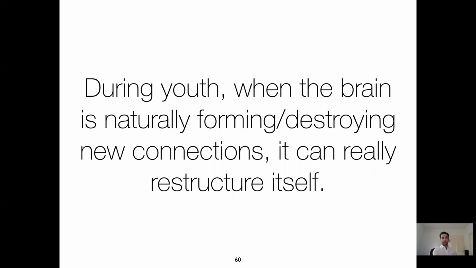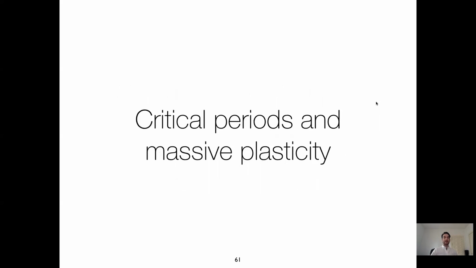So during youth, when the brain is naturally forming and destroying and perfecting these new connections, it seems as if it can really restructure itself. It can develop the capability to learn these things. It can develop face patches. It can develop the ability to start to understand language. And it's because during this period where the brain is creating and destroying these neural connections, you have this massive plasticity of neural reorganization. That's what I mean by plasticity, during this period that we refer to in the literature as a critical period.